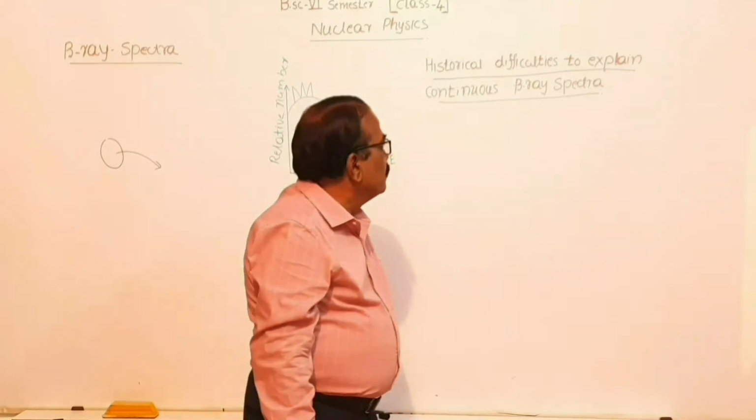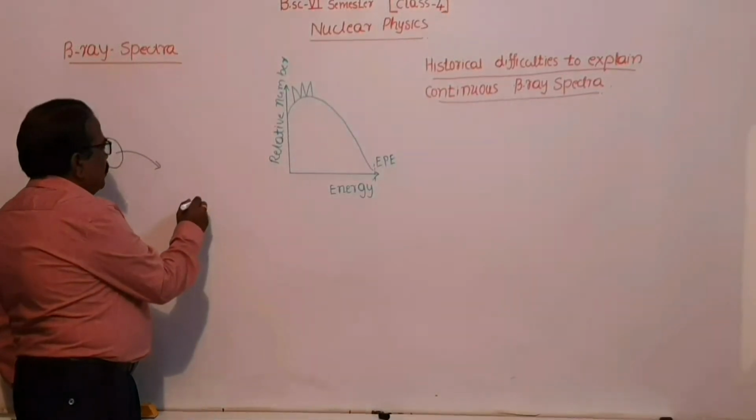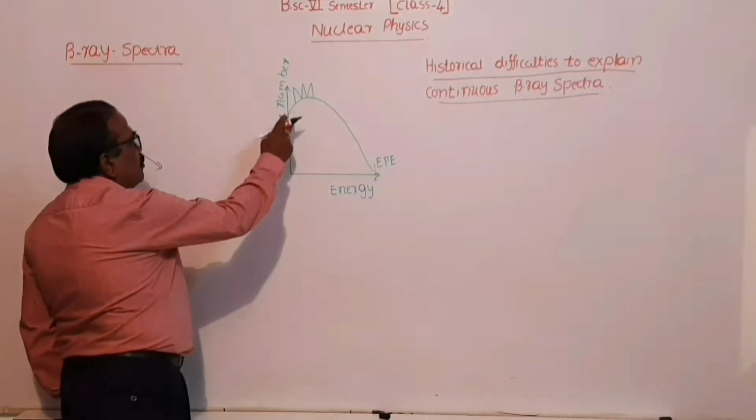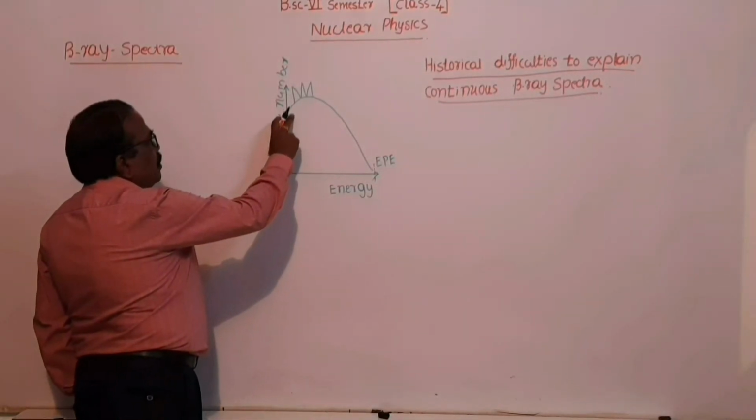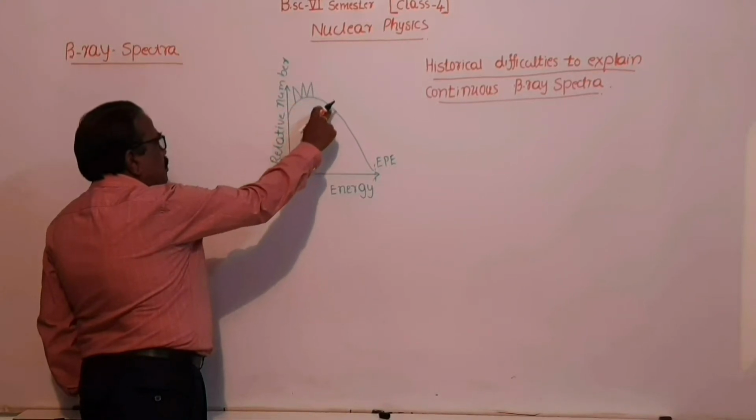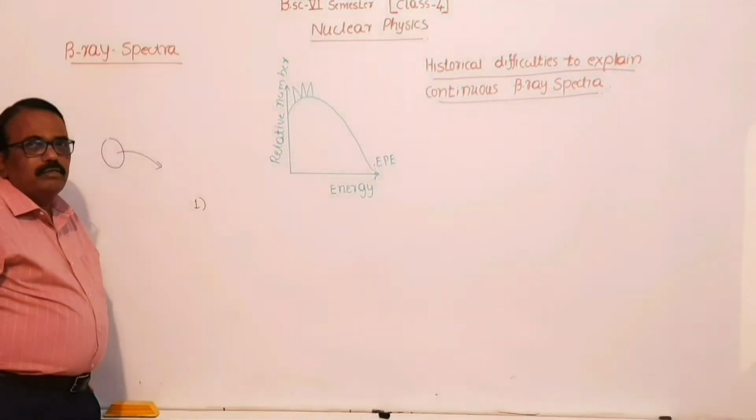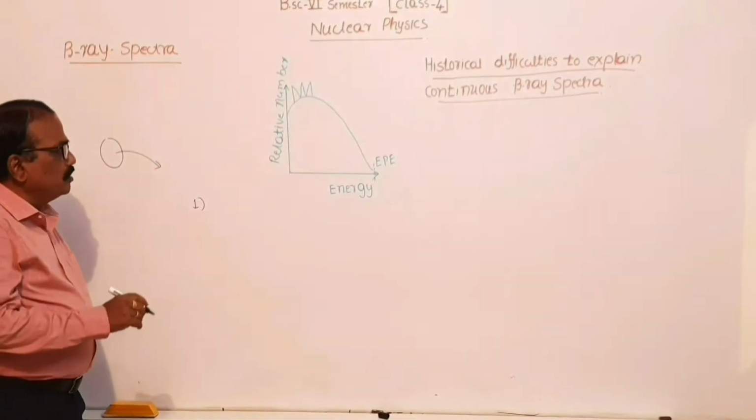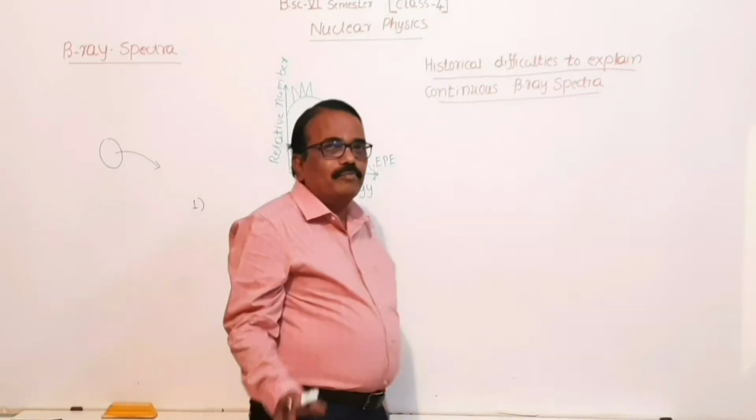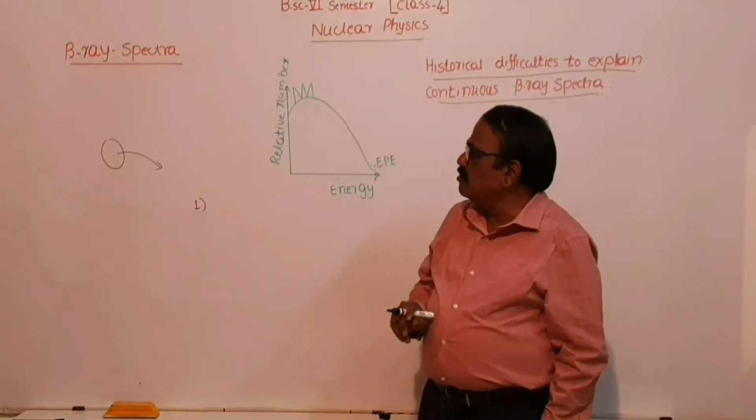This curve explains three facts. The first one is, as the relative number goes on increasing, the continuous distribution of the energy spectrum goes on increasing, then this energy reaches the maximum value. That maximum value of energy reached is known as the end point energy, which is the characteristic of that radioactive element.